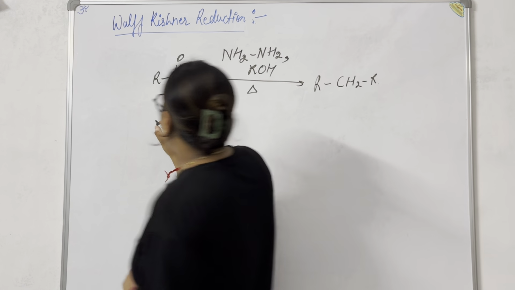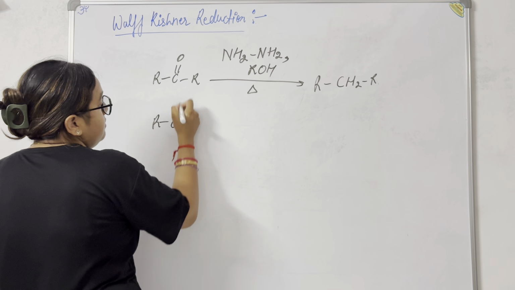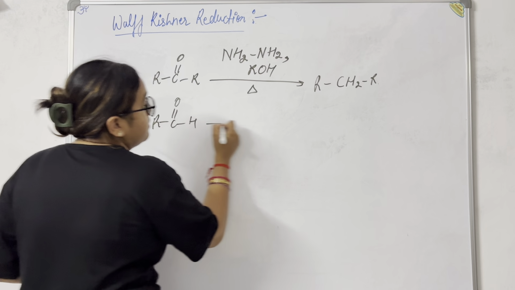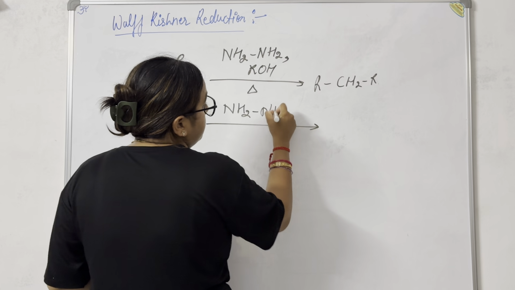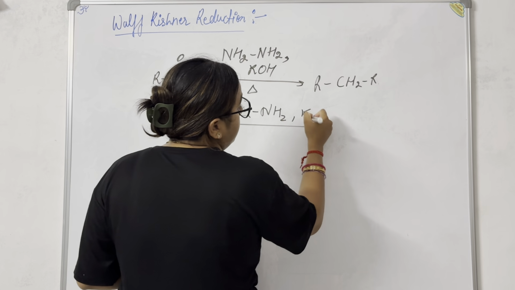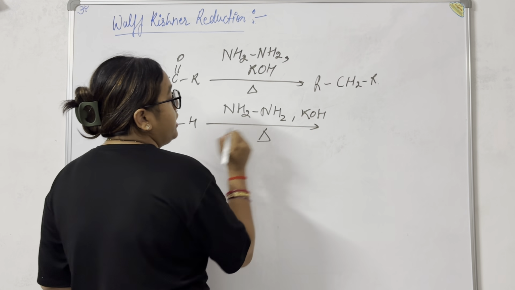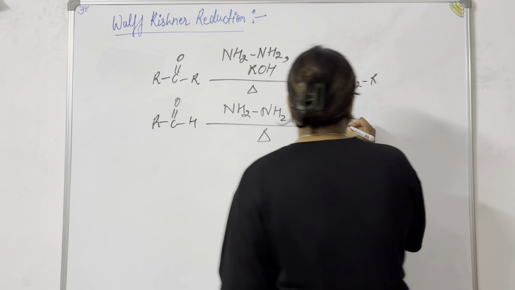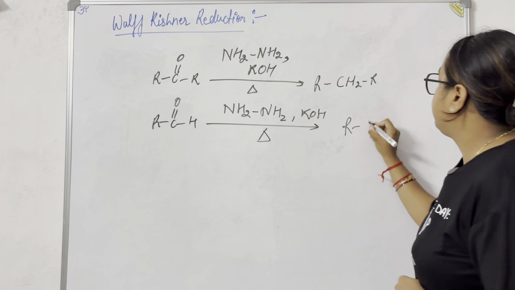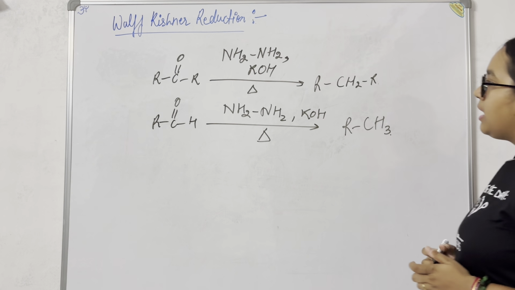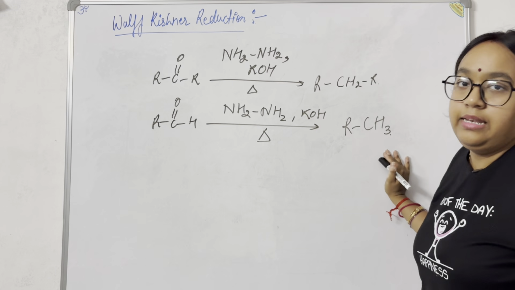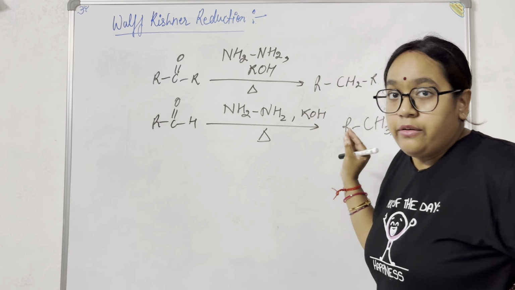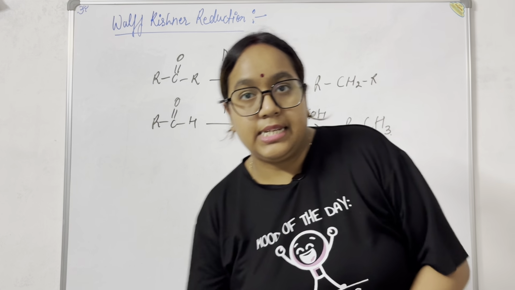Same with ketone. Hydrazine and KOH with small heat converted it into alkane. So how is this ketone converted to alkane? Let's discuss it with the detailed mechanism. You will understand it better.